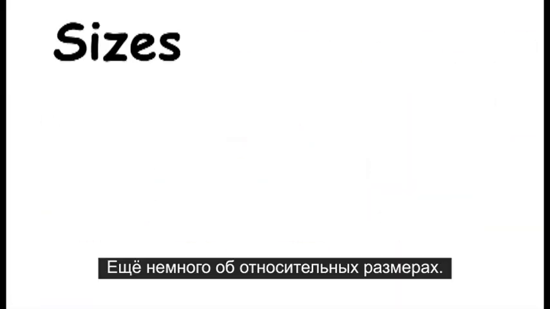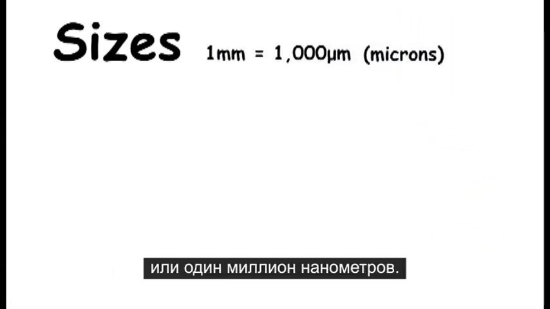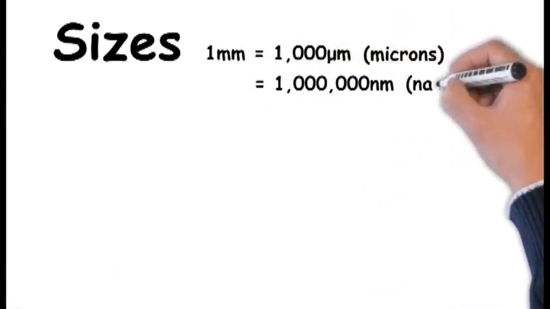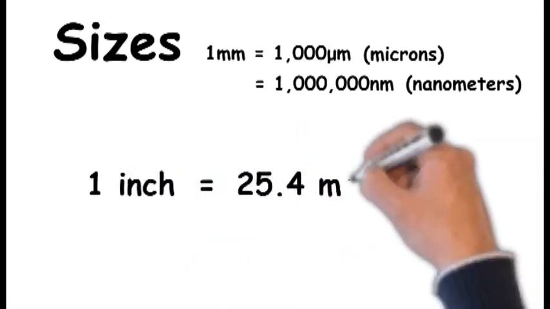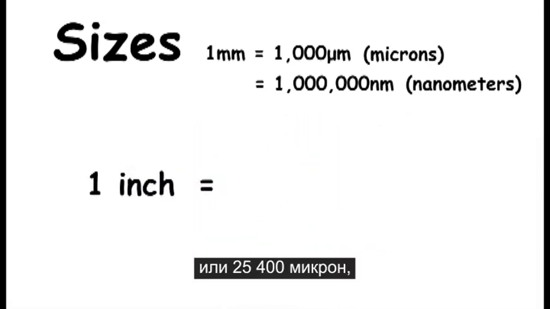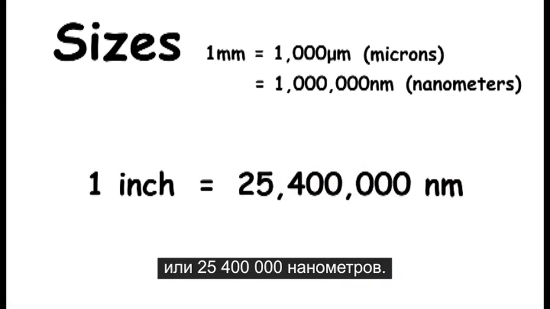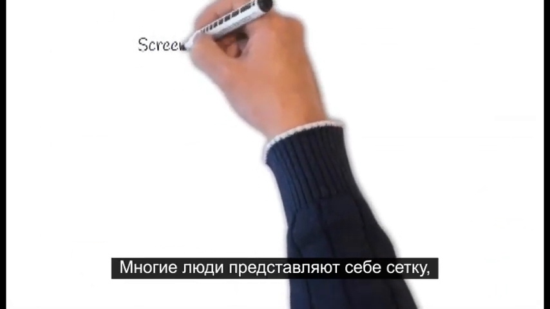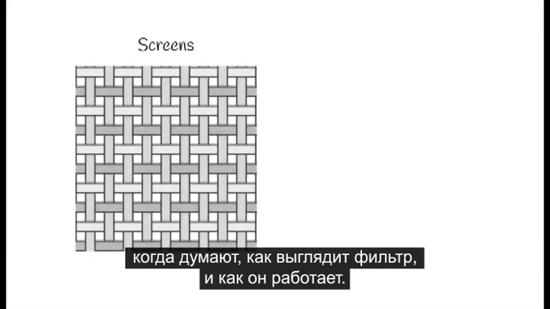Just a little more on relative sizes. 1 millimeter is 1,000 microns, or 1,000,000 nanometers. 1 inch is 25.4 millimeters, or 25,400 microns, or 25,400,000 nanometers. Many people think of screens when they're imagining what a filter looks like and how it functions.